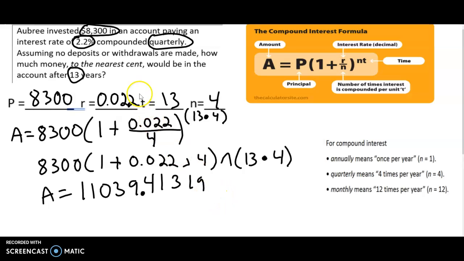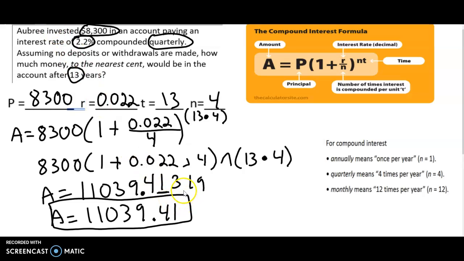Next, you just want to type this in the calculator, and you'll get your long decimal number here. Since we want to round it to the nearest cent, that's the 41. We look at the 1 and look to the number on the right of it, 3. Since it's not 5 or higher, we let it be, and you have $11,039.41 as the answer after 13 years.